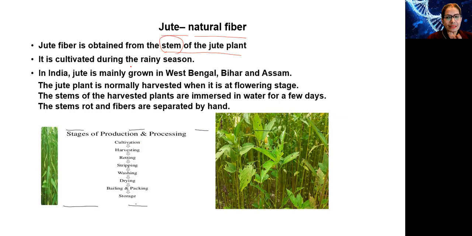Then it is the jute plants, they are cultivated during the rainy season. Depending on which parts receive more rains, you can see more jute being grown in the West Bengal, Bihar and Assam regions of India. The jute plant is cultivated during the rainy season, but it is harvested during the flowering stage.